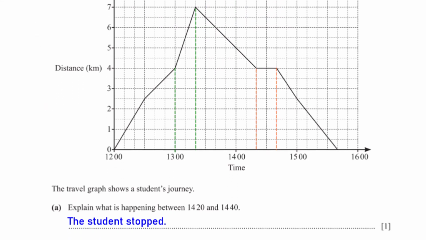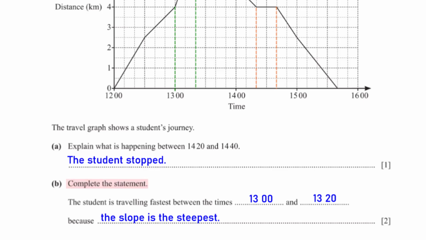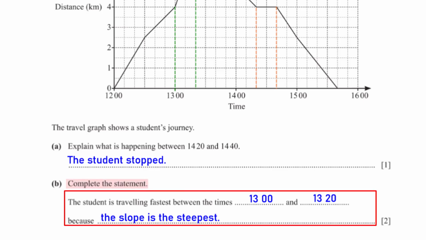The travel graph shows a student's journey. Explain what is happening between 1420 and 1440. Between 1420 and 1440, the student stopped. Complete the statement. The student is traveling fastest between the times 13 o'clock and 13:20 because the slope is the steepest.